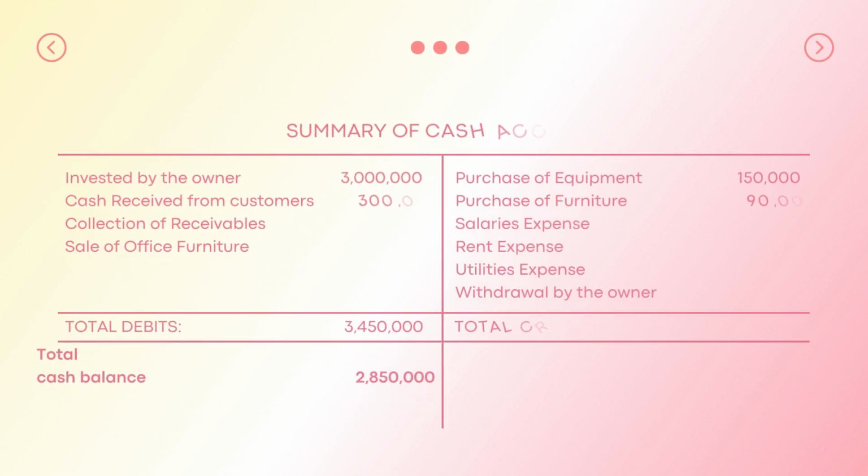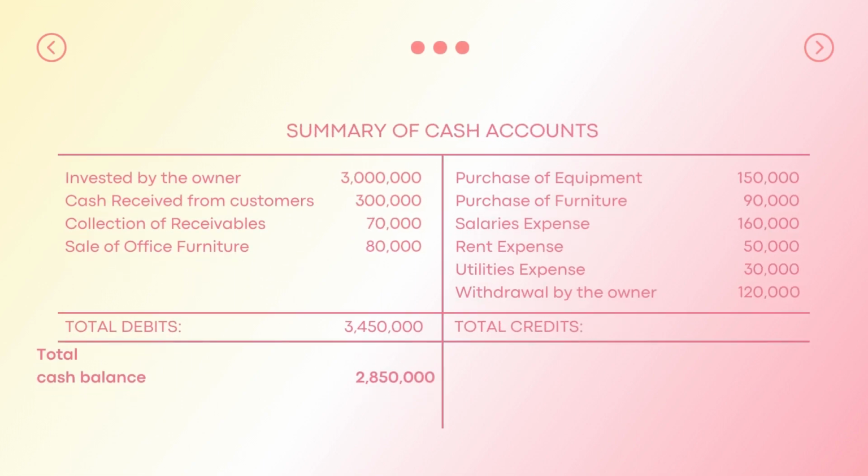For the summary of cash accounts, we have here on the debit side: invested by the owner, $3 million; cash received from customers, $300,000; collection of receivables, $70,000; sale of office furniture, $80,000. For a total debit, it would be $3,450,000.